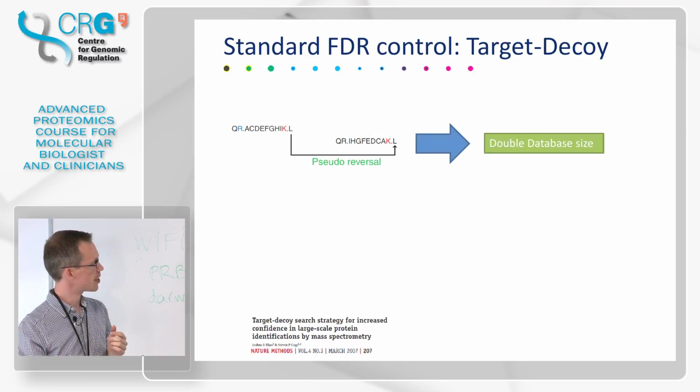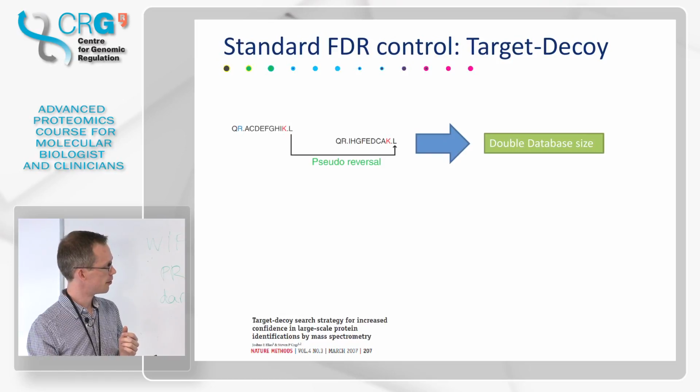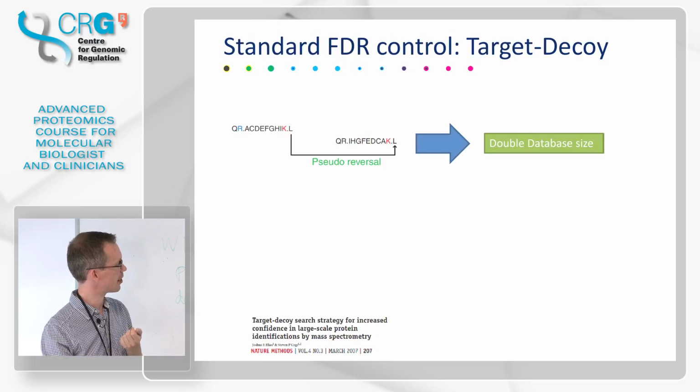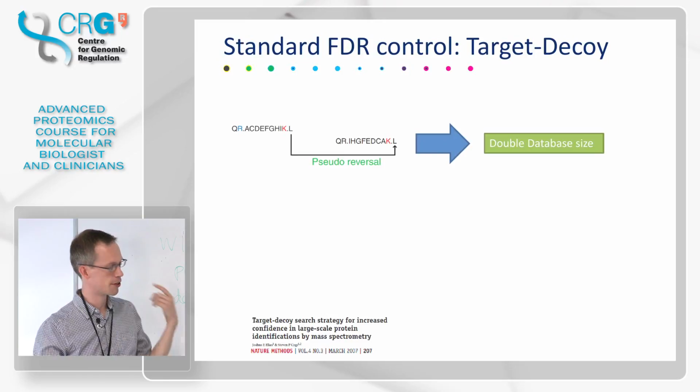And then for each peptide, which you saw me doing before, I just marked the arginines and lysines. Here they've done the same. They've also marked the arginines and lysines. But what they do then is a kind of pseudo reversal. So we reverse the peptide sequence. You can see the A, C, D, E, F, G, H comes in the other direction here. Can you see that? However, we keep the lysine.